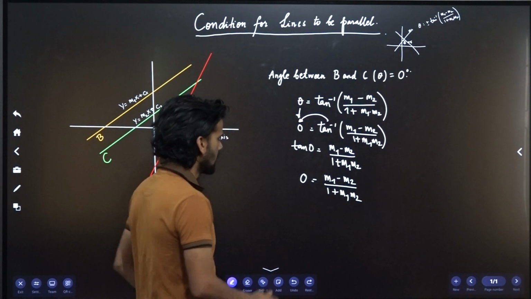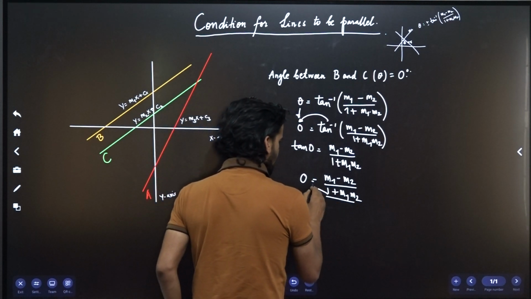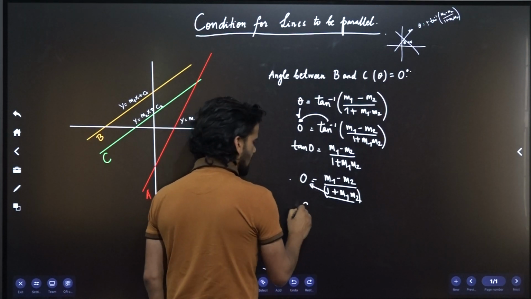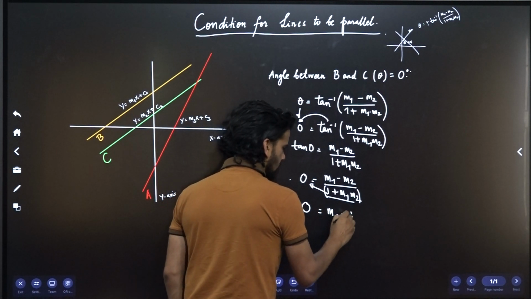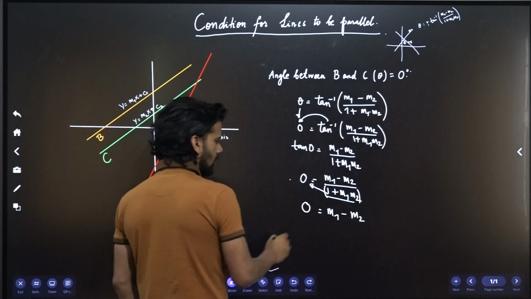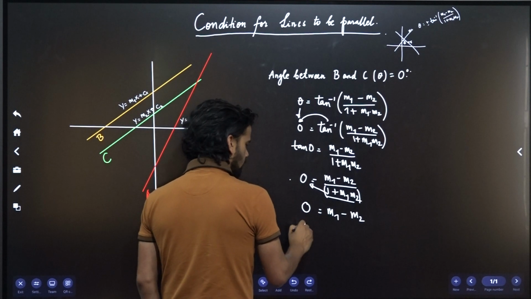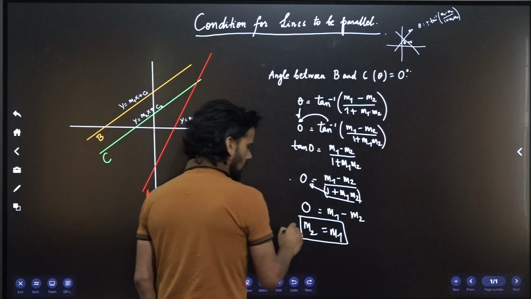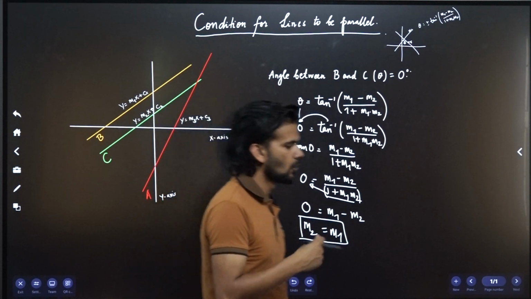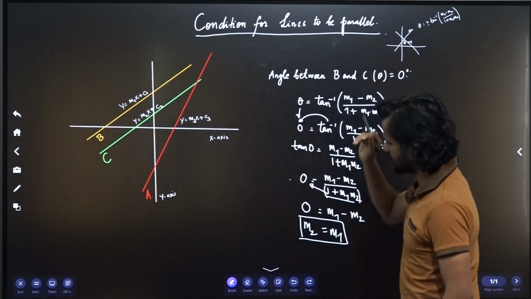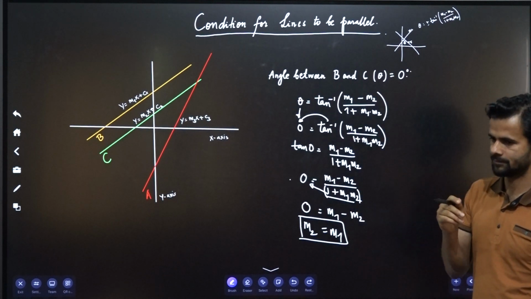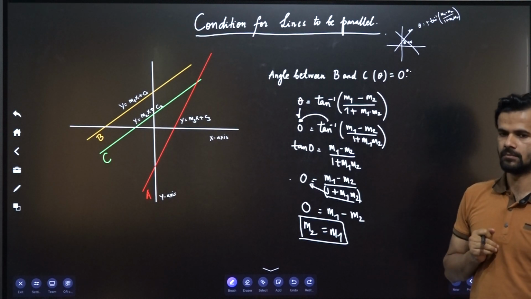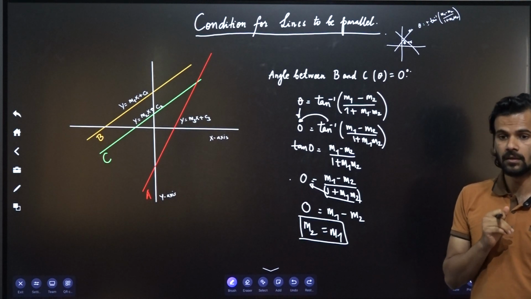Cross multiply, right? So you send all of this to the other side. How much is it going to be? 0. 1 plus M1 M2 times 0 is 0, equals M1 minus M2. So if you bring M2 here, M2 equals M1. What does it mean? The slope of B is equal to the slope of C. That's the condition.